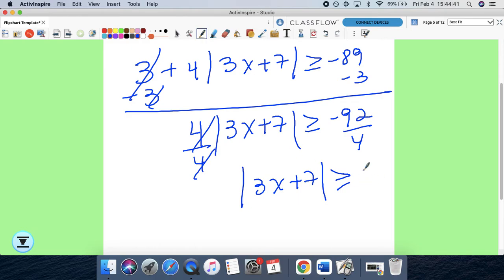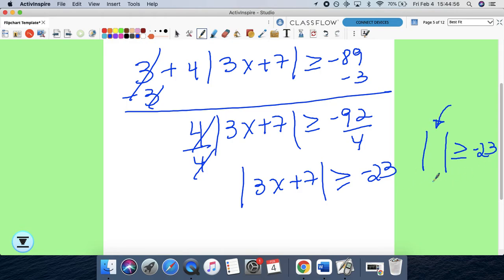Negative 23. Okay, so this one is an easy problem. Now let's think about this for a second. Ignore the 3x plus 7. Think about this: when is the absolute value of a number greater than negative 23? What number can I put in here that makes it work?